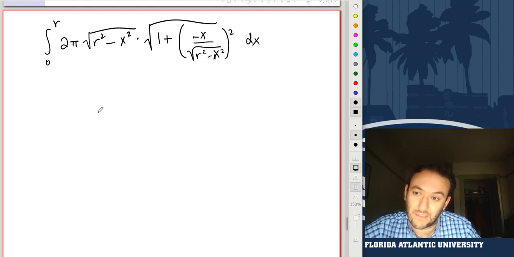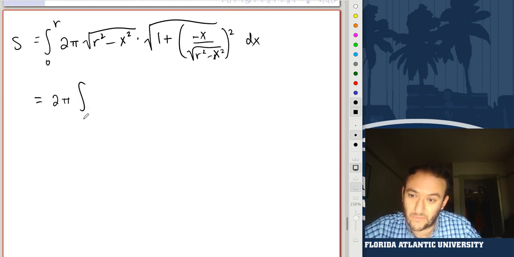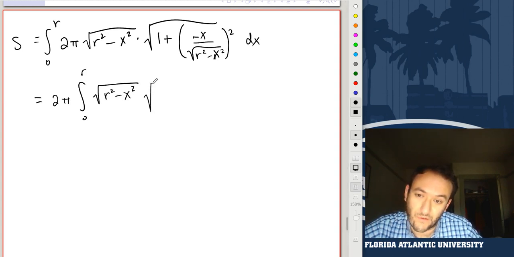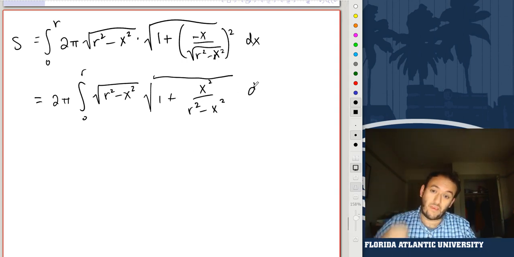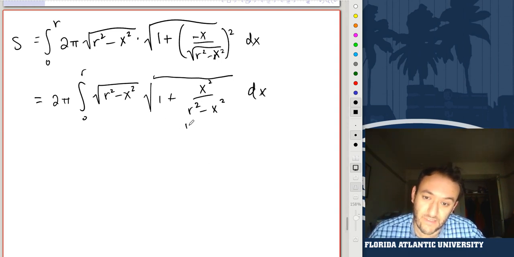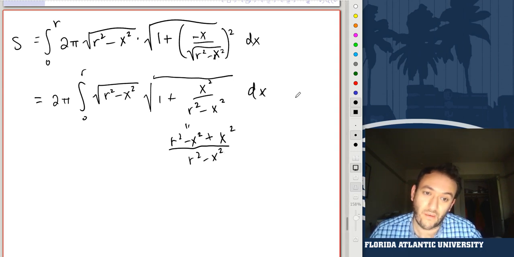And that's squared dx. This is the surface area of the hemisphere. We'll take out the 2 pi, 0 to r, root r squared minus x squared times the square root of 1 plus x squared over r squared minus x squared dx. So we want to put this over the same denominator, so we have r squared minus x squared over r squared minus x squared plus x squared divided by r squared minus x squared. And we get some cancellation, and we're left with r squared over r squared minus x squared.